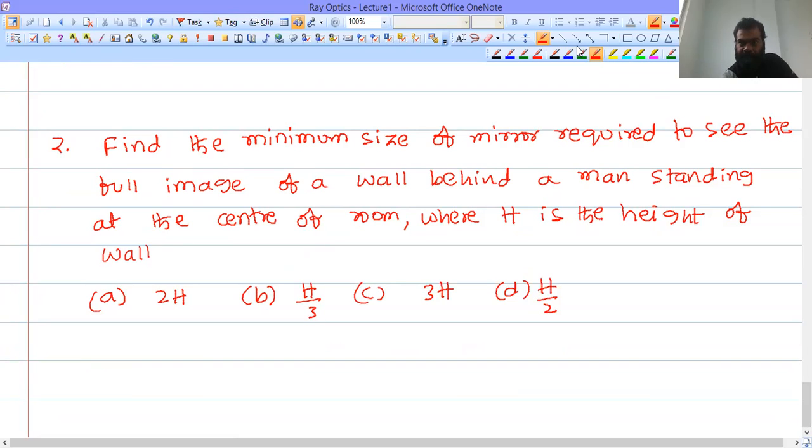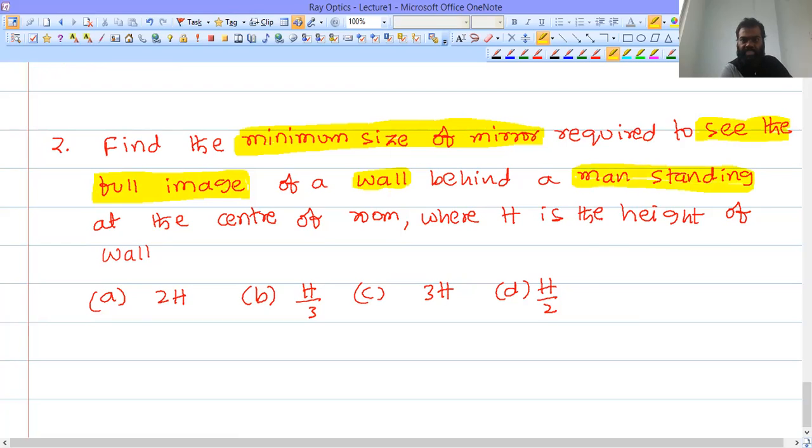Fine. You can see the question. We need to find the minimum size of mirror. What is the minimum size of mirror required to see the full image of a wall behind a man standing at the center of room? A man is standing at the center of the room. Whatever I am underlining while reading the question, you should understand. That's why I am underlining.